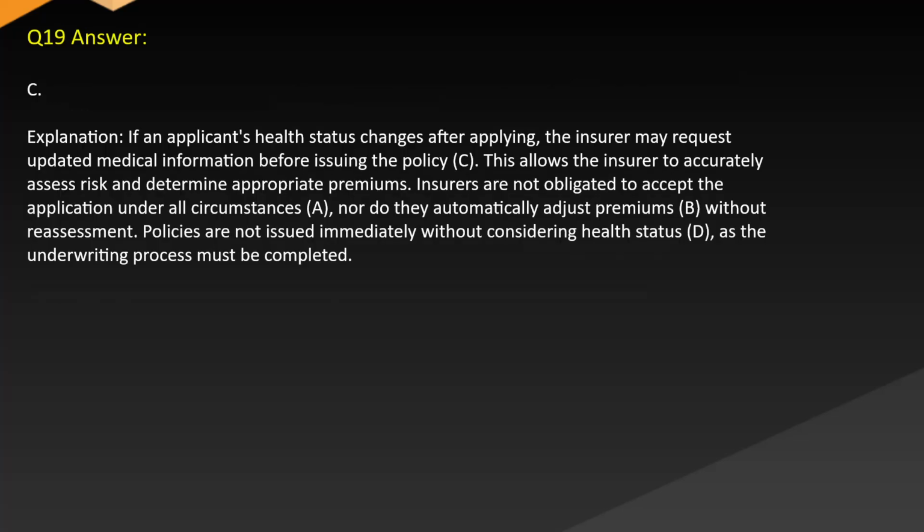Answer. C. Explanation. If an applicant's health status changes after applying, the insurer may request updated medical information before issuing the policy (C). This allows the insurer to accurately assess risk and determine appropriate premiums. Insurers are not obligated to accept the application under all circumstances (A), nor do they automatically adjust premiums (B) without reassessment. Policies are not issued immediately without considering health status (D), as the underwriting process must be completed.